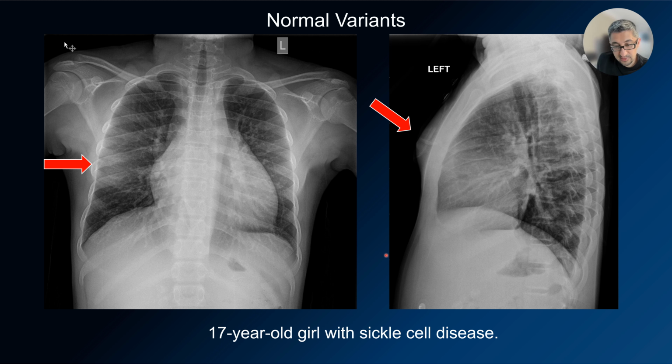Another normal variant is the breast shadow. As you can see here, this patient was sent to our hospital in the middle of the night because of pneumonia or lung crisis, but it was just the breast shadow, as you can see here.